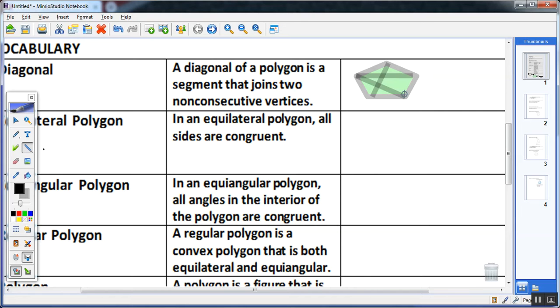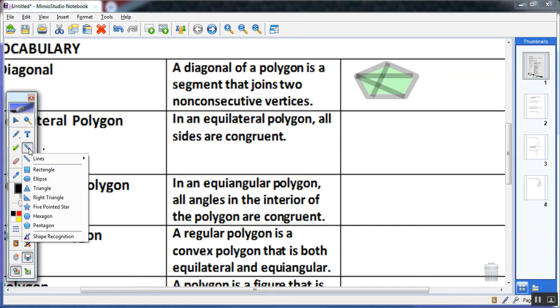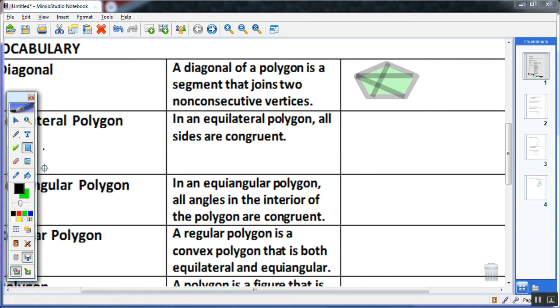Next one says what, kids? I have an equilateral polygon. Maybe I have an equilateral polygon that is a square. Equilateral means all sides are the same. So I indicate this by saying equal, equal, equal, equal. So an equilateral polygon means all sides are equal. What's the next one here?